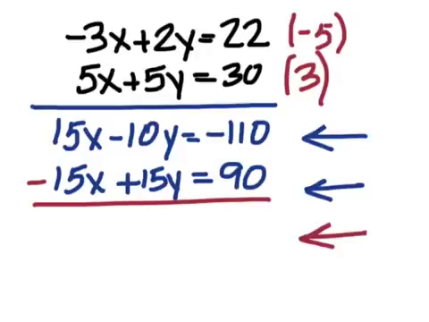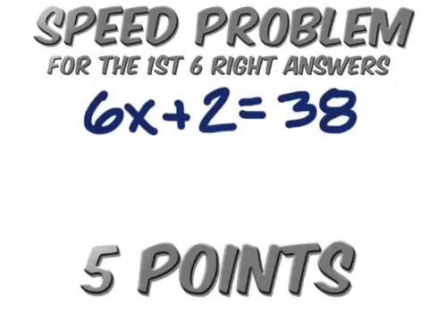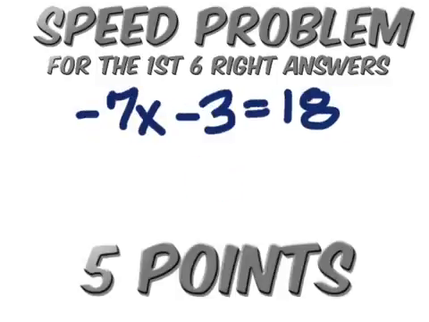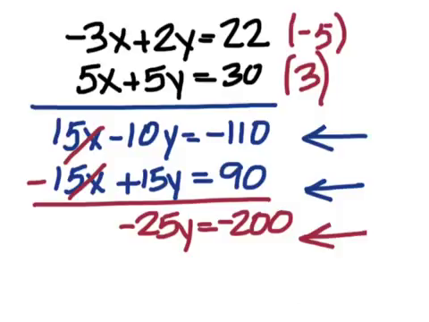Now you have to subtract those two equations, and what I need is the equation that's left when you subtract those two equations. It's going to be a number times y equals a number. First 6. Answer for this one should be 6. Here's another one. Answer should be -3. And the equation you have left is -25y equals -200.